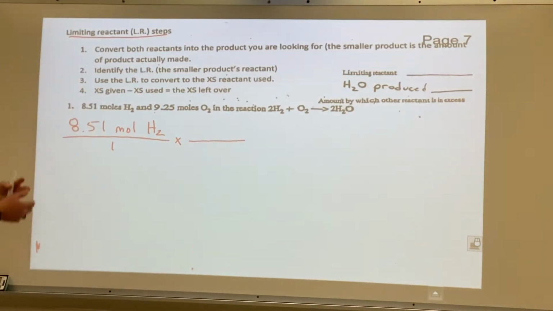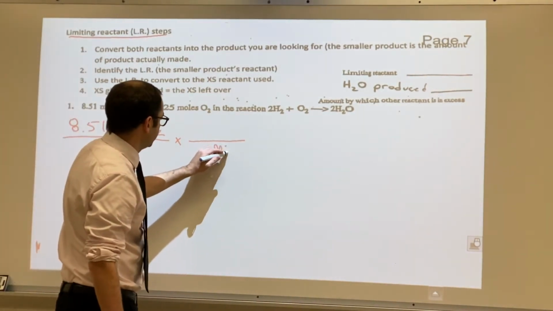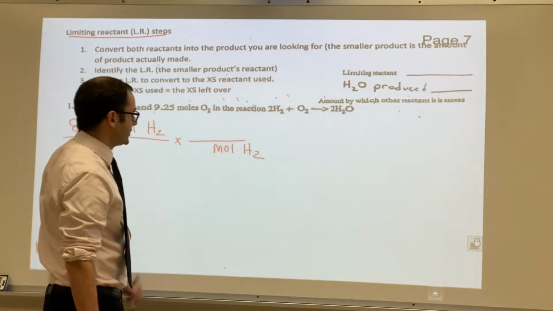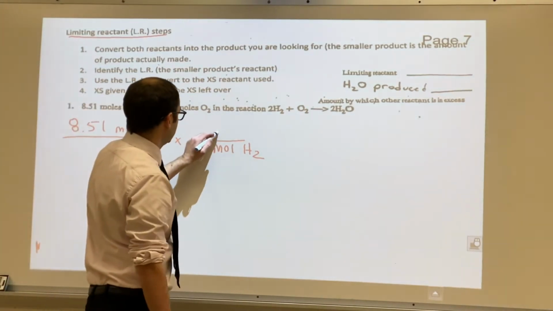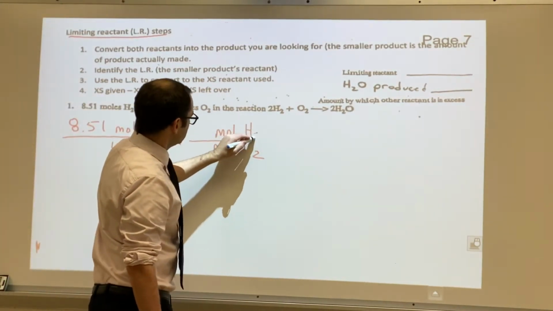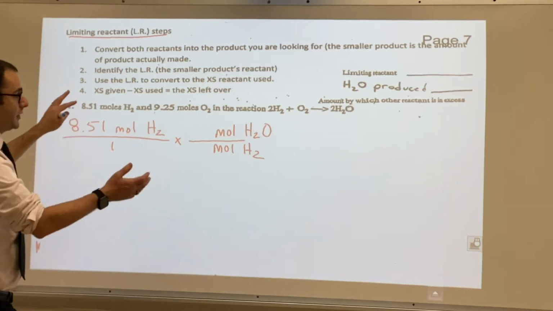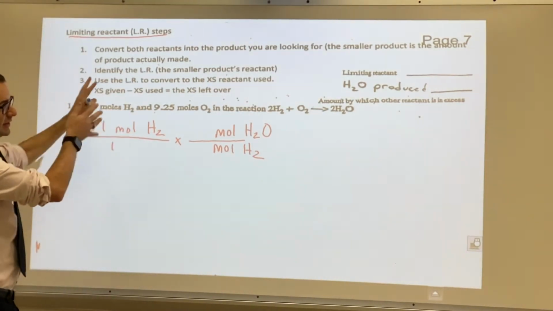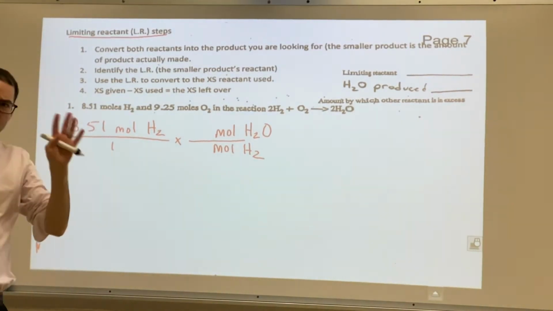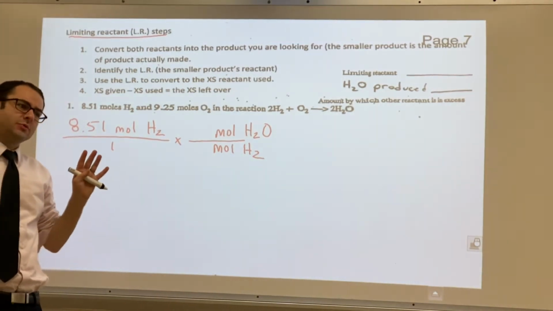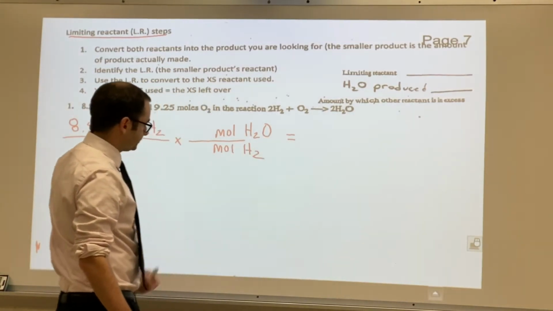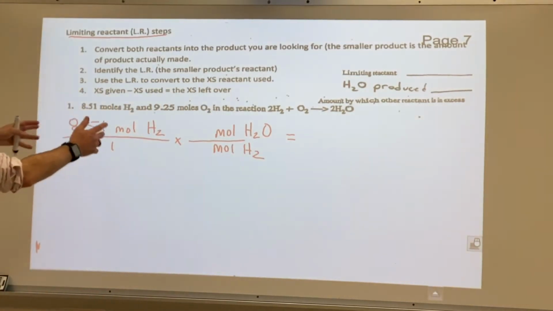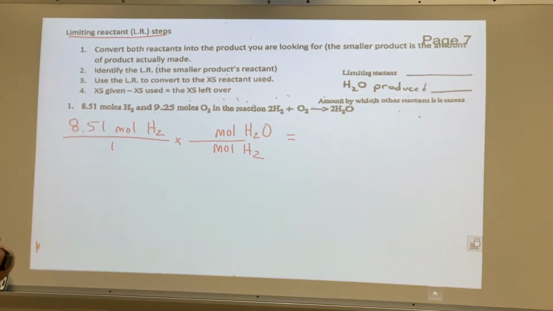Okay, what's gonna go on the bottom? Moles of hydrogen, good. What's gonna go on the top? Yeah, moles of H2O. And in this problem, because they're giving us moles, they didn't kind of tell us to find grams or anything. We're just gonna keep it in moles. We're gonna keep this problem pretty simple. We're gonna just stop it right here.